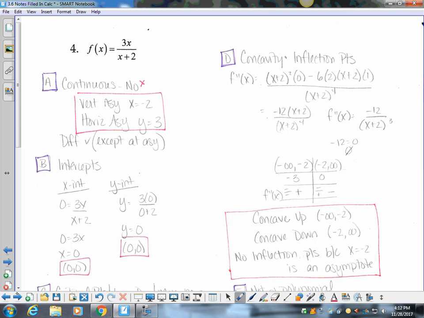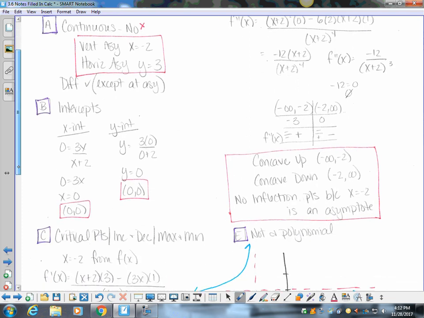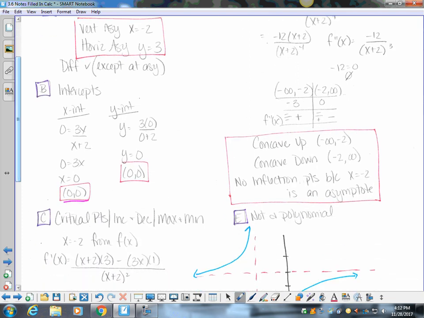Divide by 3. Get x equals 0. So I have an x-intercept at (0, 0). For the y-intercepts, I'll plug 0 in for my x's, and I get 0 over 2, which is 0. So I have a y-intercept at (0, 0), which makes sense. If you have an x-intercept at (0, 0), you're also going to have a y-intercept at (0, 0).